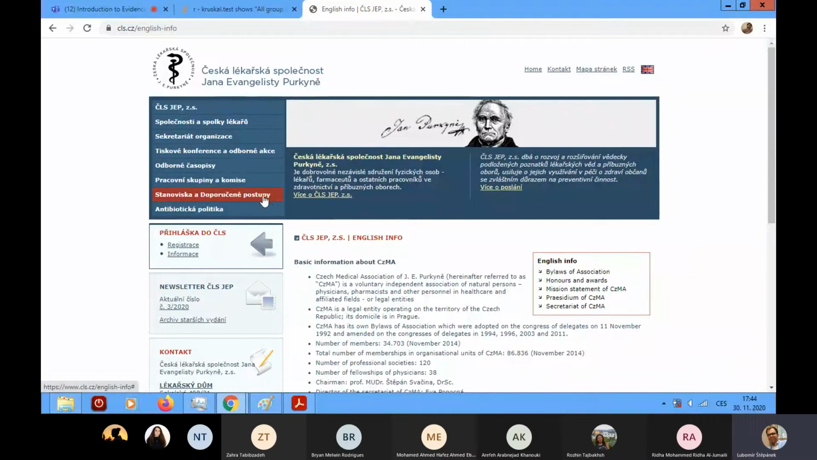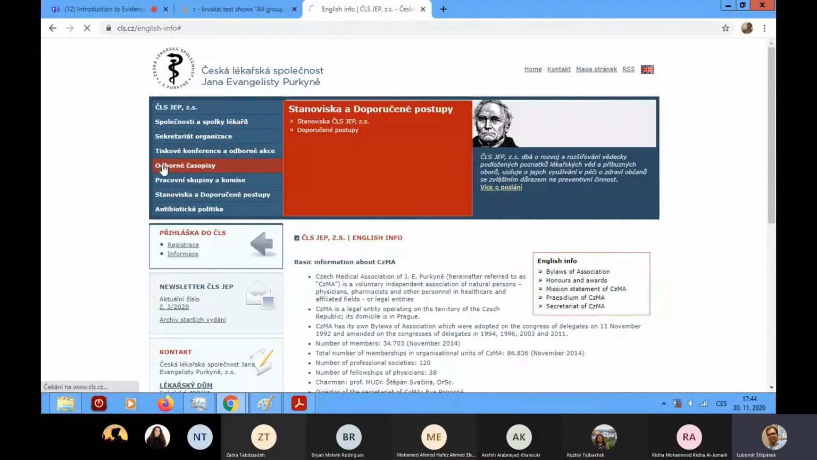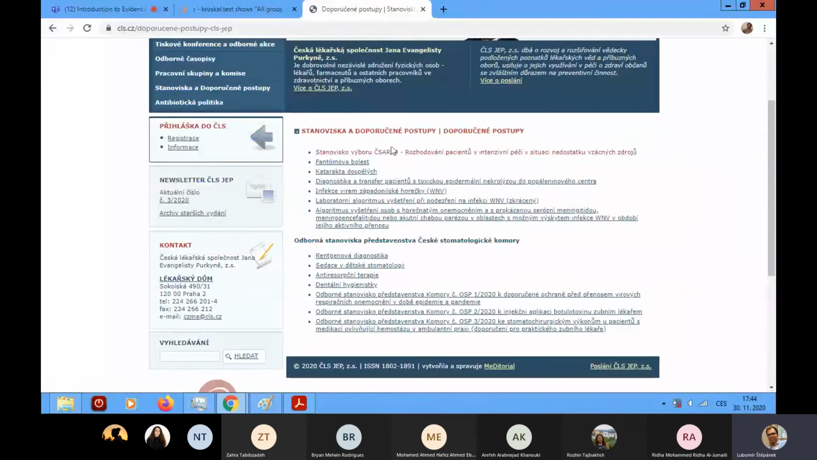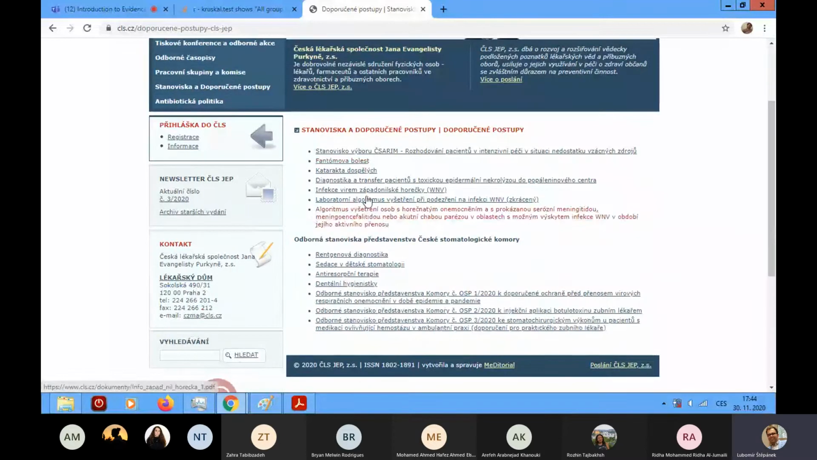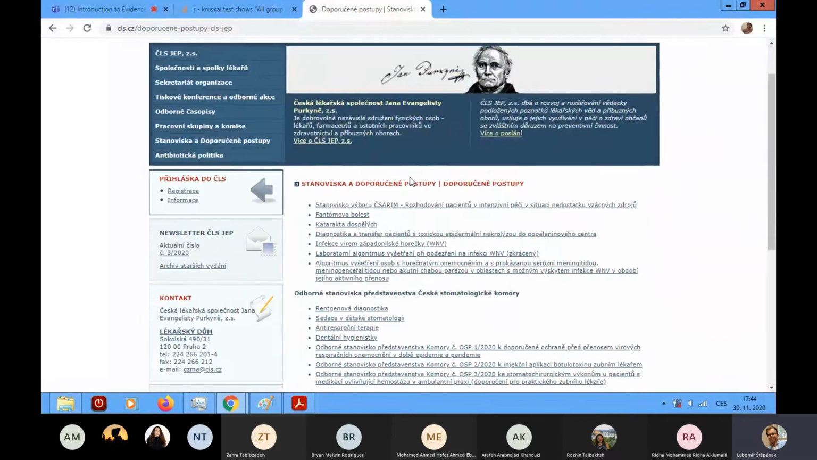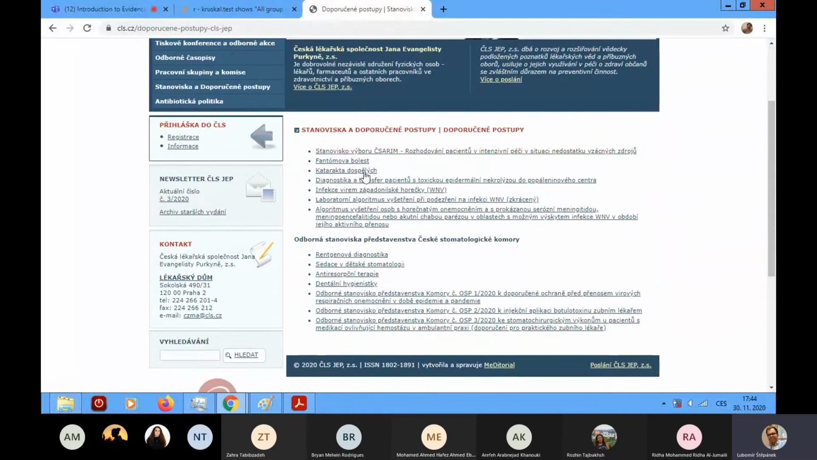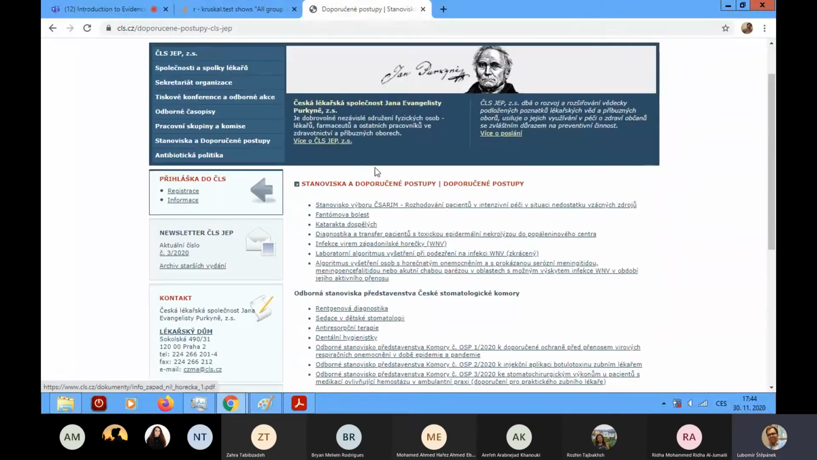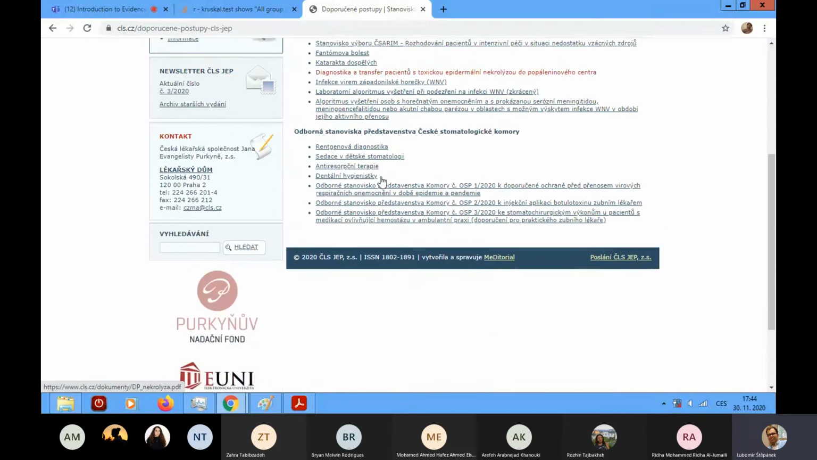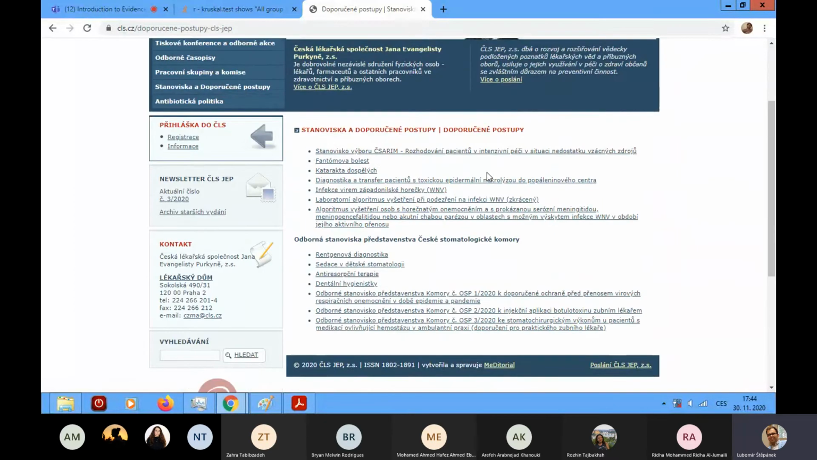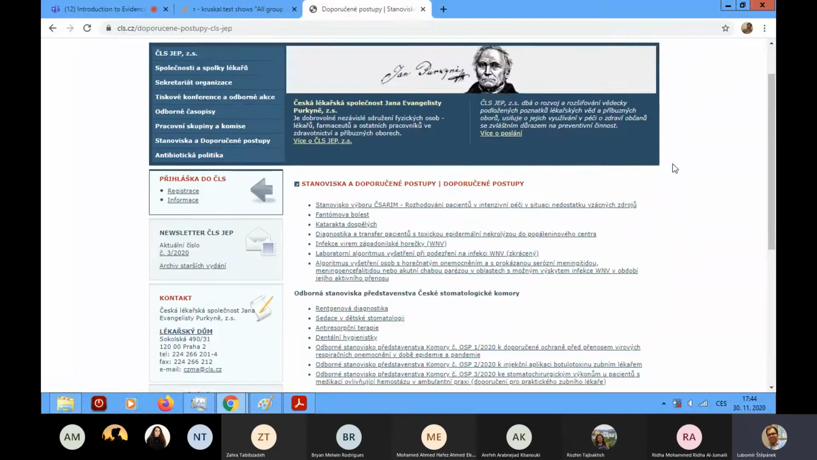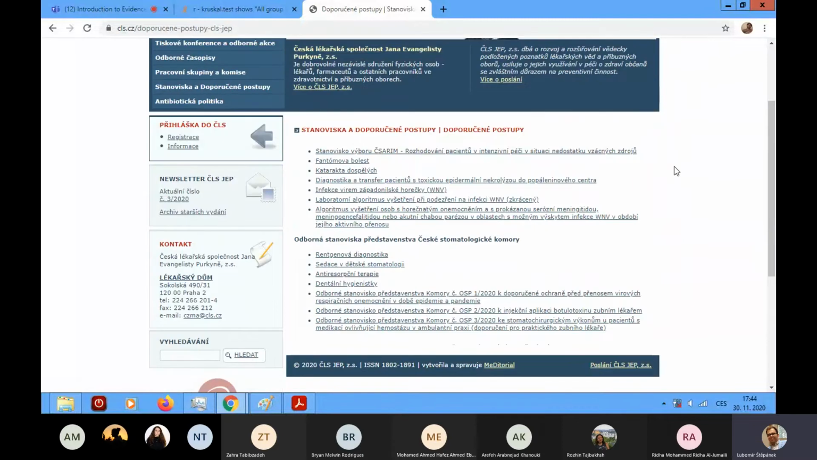And that's a problem, because with the guidelines, you can simply go here. Doporučené postupy in Czech means guidelines in English. There are many, and I think there are some ways to find all of them, but regardless of this fact, unfortunately, they are in Czech, and that's why they couldn't be so accessible for you.